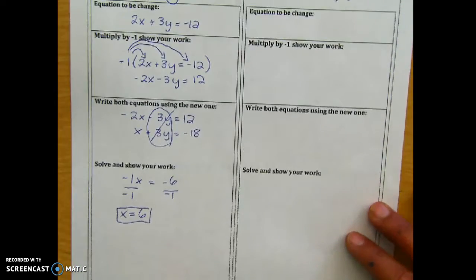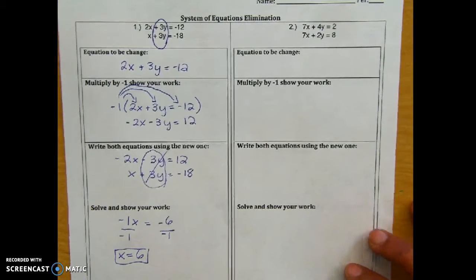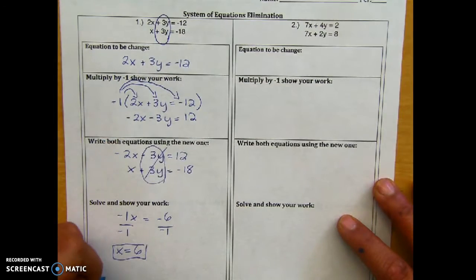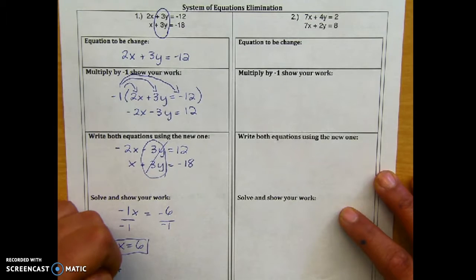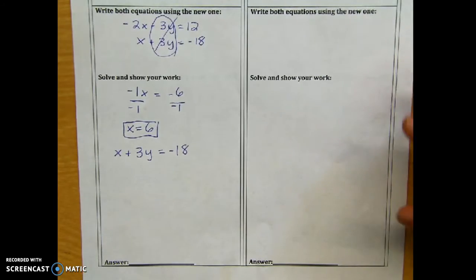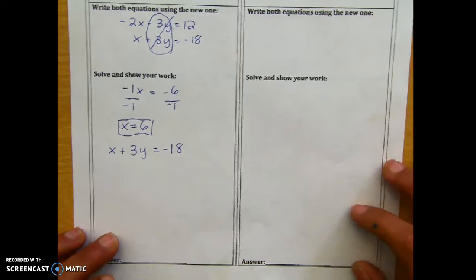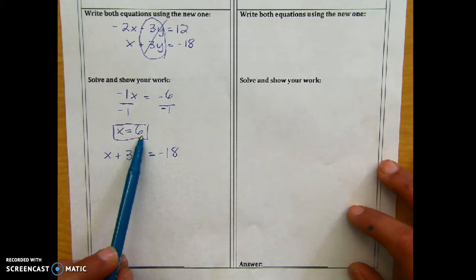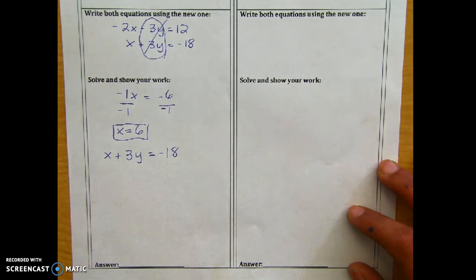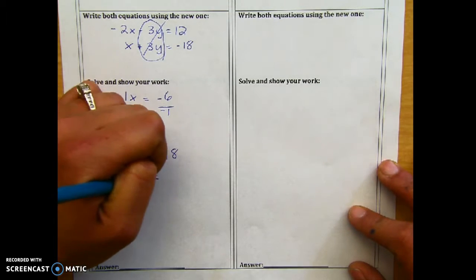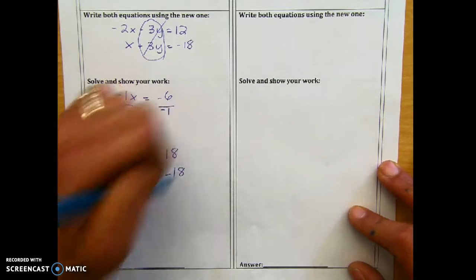Looking back here, I'm going to just pick one of the original equations, not the one that I multiplied by -1. So I'm going to pick x plus 3y equals -18. I'll move that up so you can see. That's the original equation. Where I see x, I'm going to plug in 6 because that's what I found when I solved. I'm going to do 6 plus 3y equals -18.